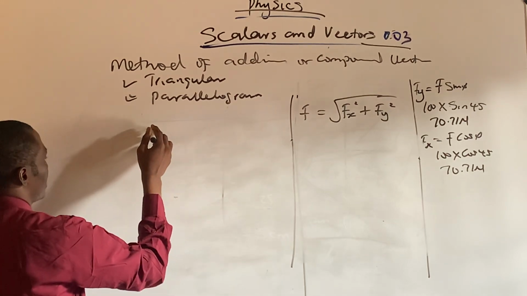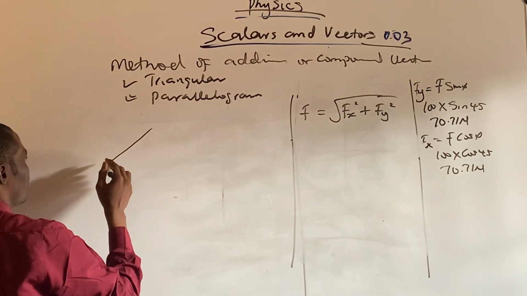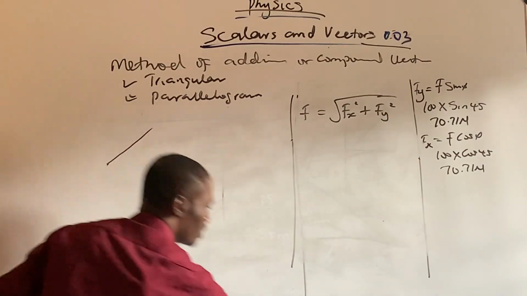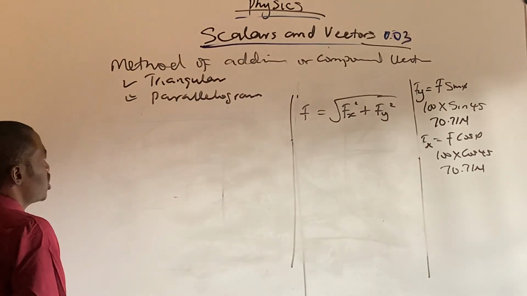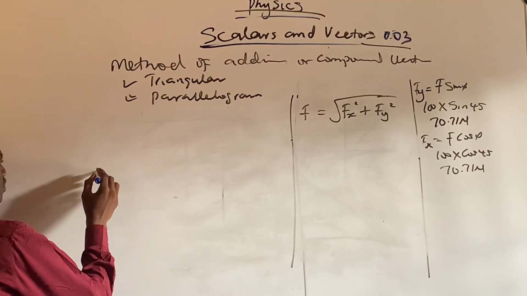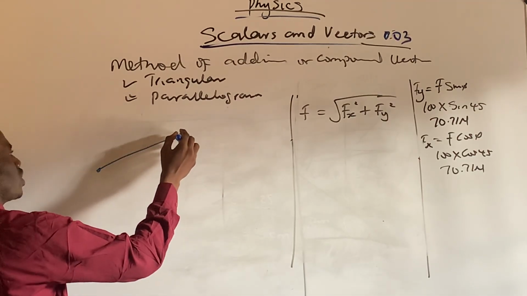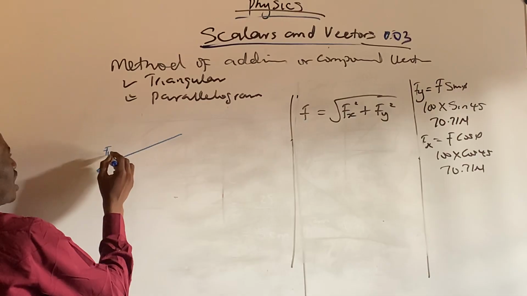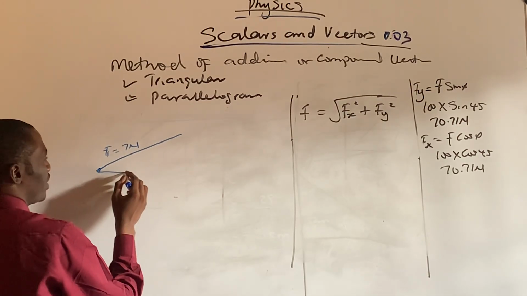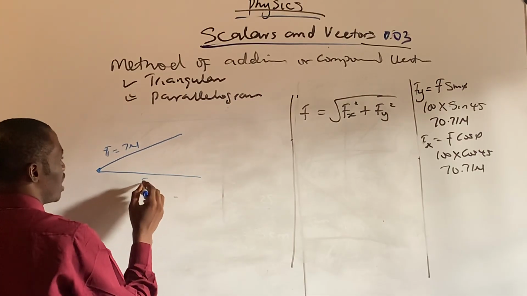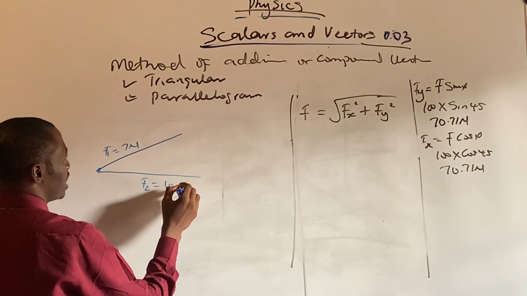Let's draw a parallelogram now. Let's say we have a force that starts from this position, and then moves towards this direction. Let's call this F1, which is 7 Newtons. Another force moves towards another direction. Let's call this F2, which is 10 Newtons.